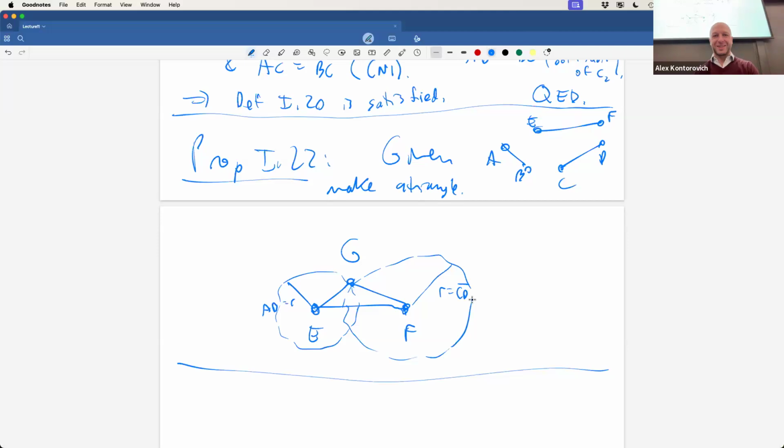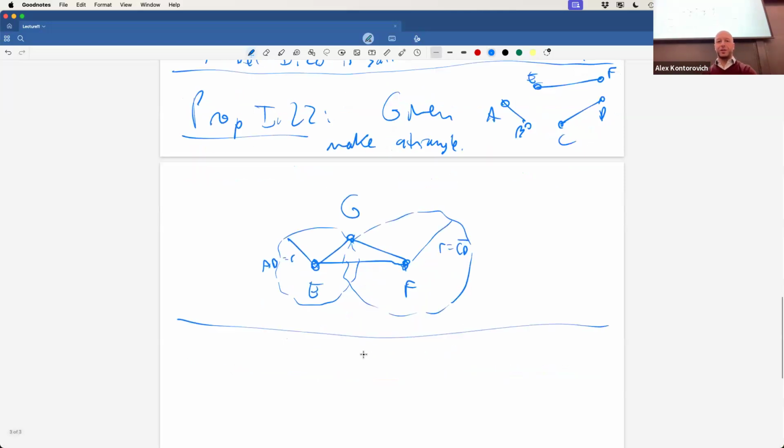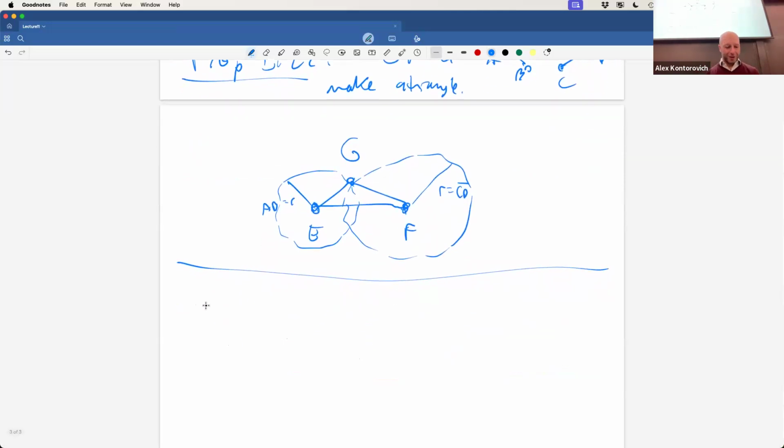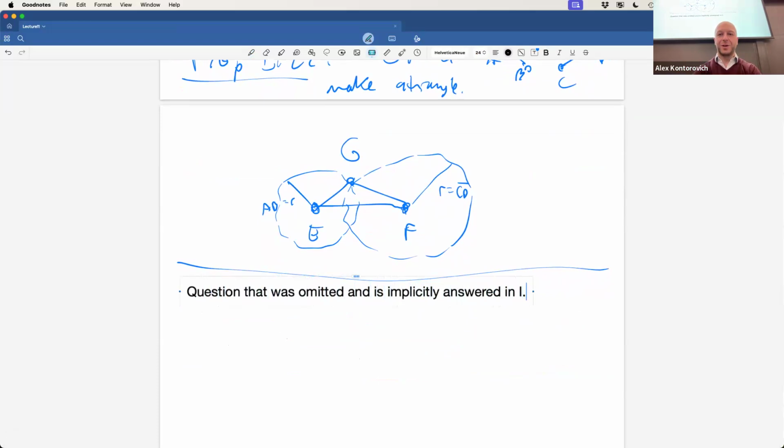Okay. Oh, I don't understand what I-22 has to do with the intersection of two circles. Yeah. So if I draw you two circles, here's the real question. The question that was omitted and is implicitly answered in I-22 is, when does a pair of circles actually intersect?